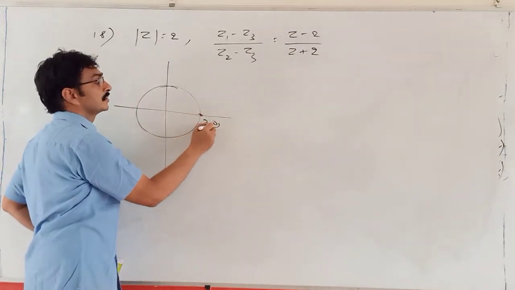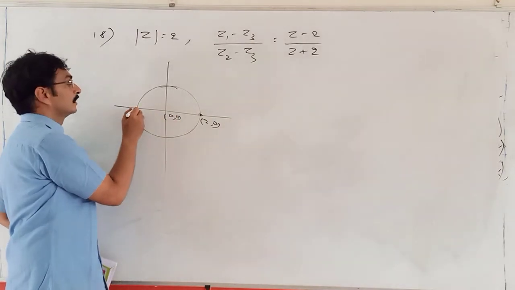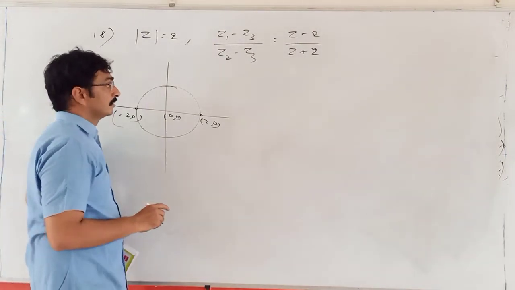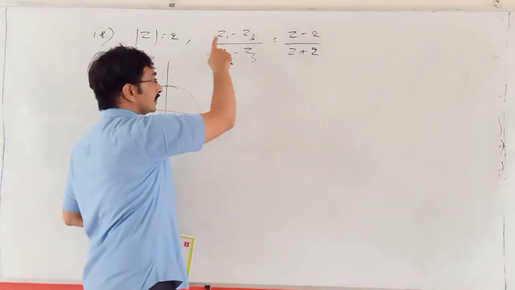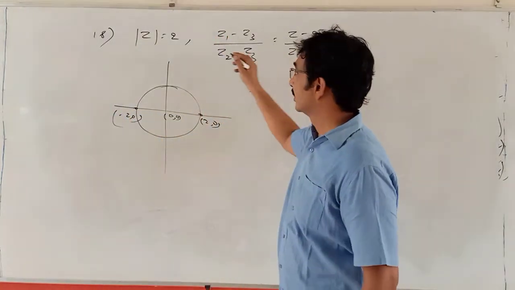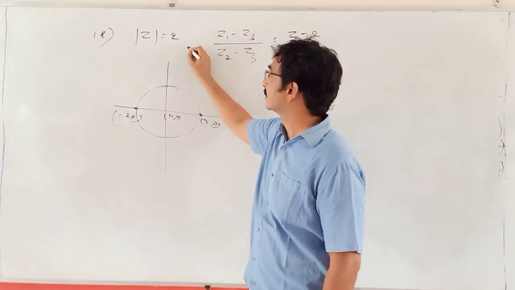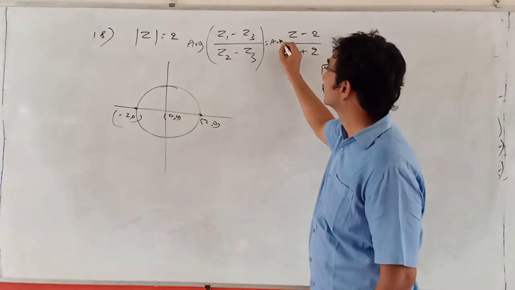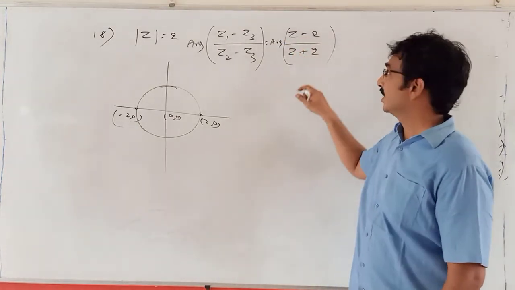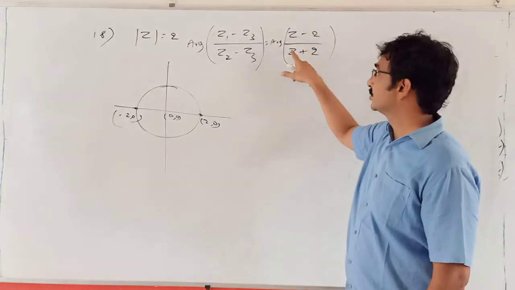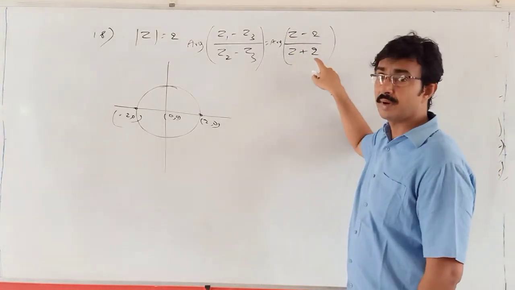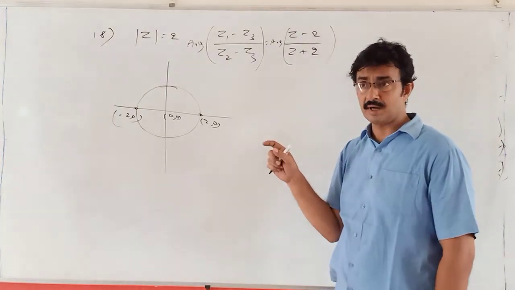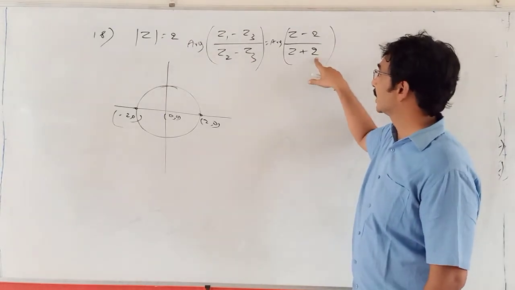Means this point is 2 comma 0, this is 0 comma 0, this is minus 2 comma 0. Okay. Now, it is also given that these two are equal, so apply argument on both sides. Argument of LHS equal to argument of RHS. Clearly, what is argument of RHS? In these two, z is common. 2 minus 2. So clearly, RHS is the angle made by the line segment joining 2 comma 0 and minus 2 comma 0 at z.